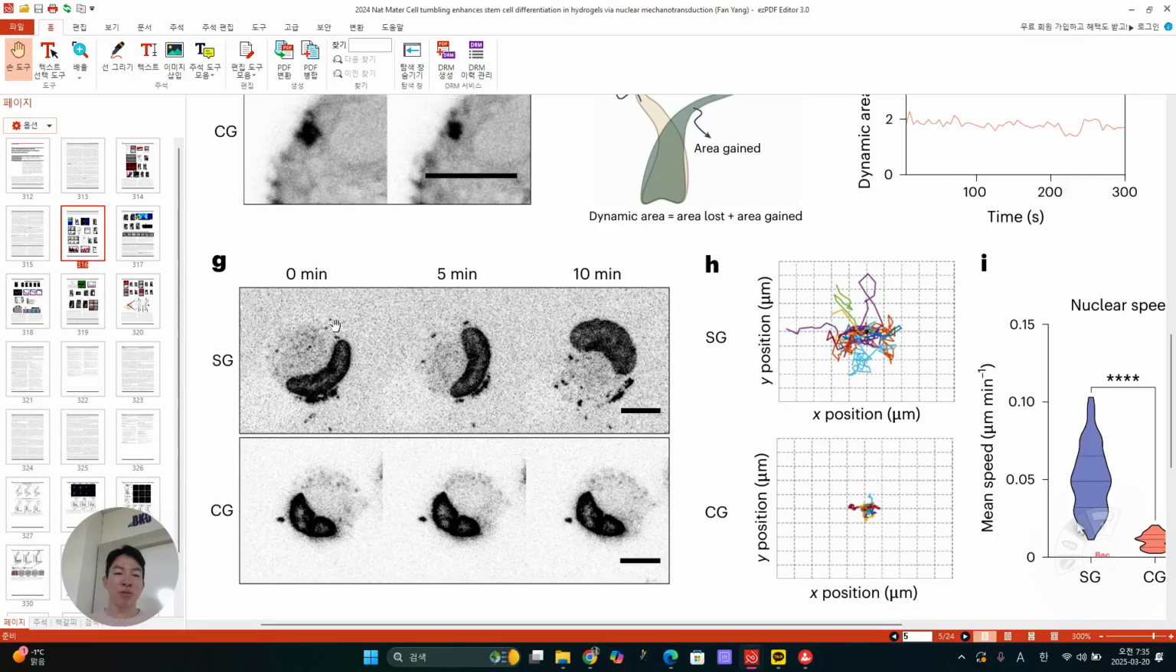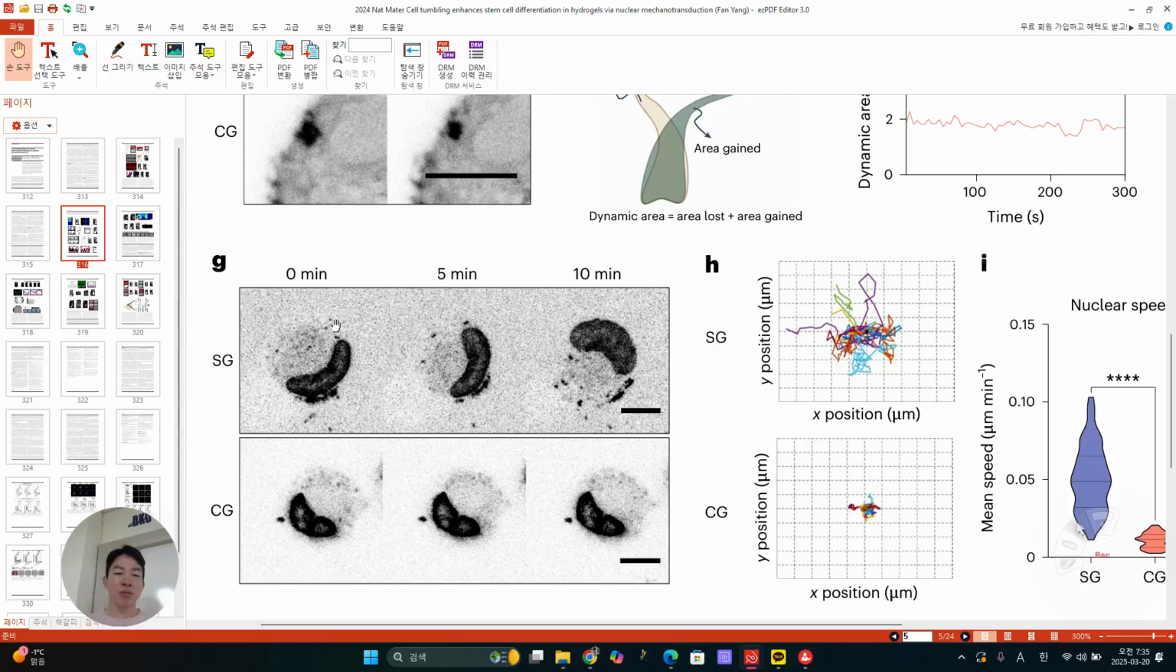So they want to know that this cell tumbling is essential for stem cell differentiation. In figure 1 here, we show that cell differentiation in chondrocytes is very different, and then you observe the cell tumbling, right? Well, you can easily hypothesize that the two should be correlated, right? So they want to regulate the cell tumbling here.